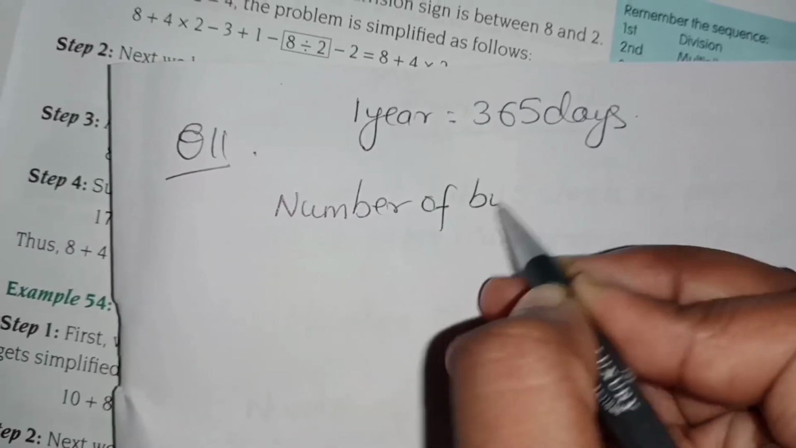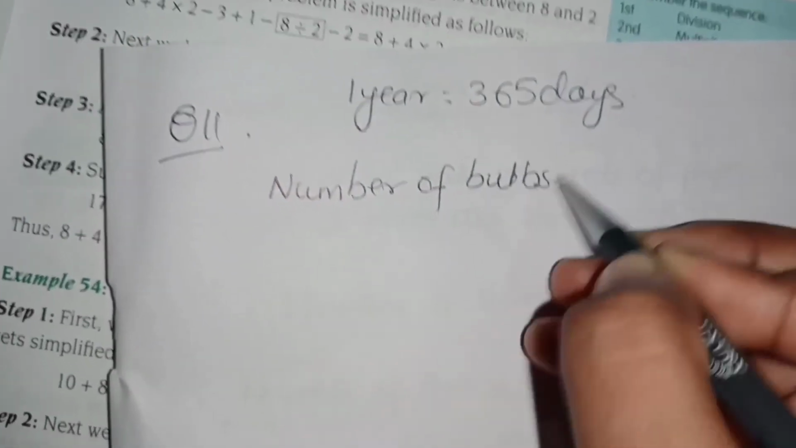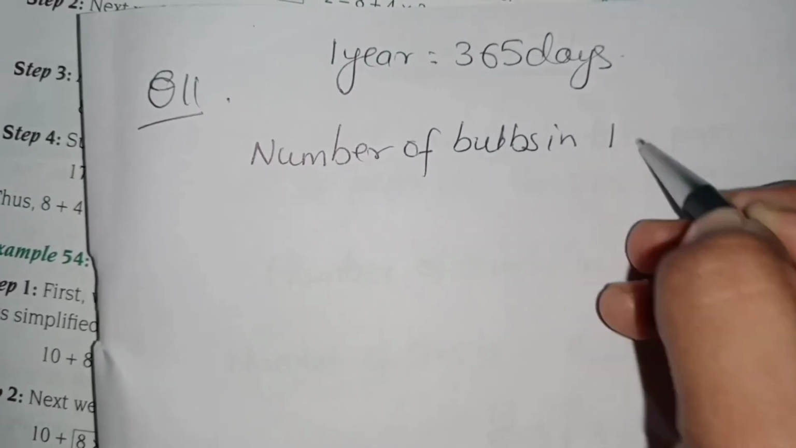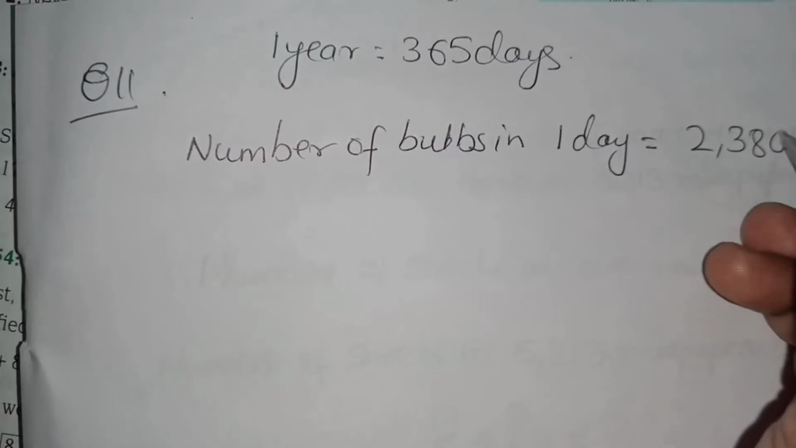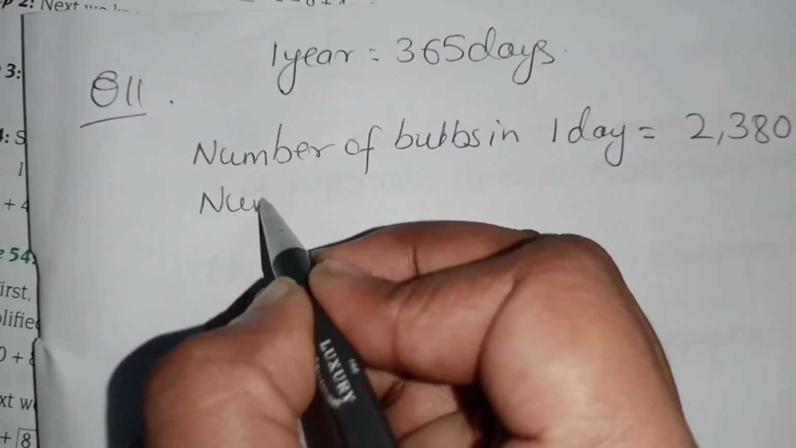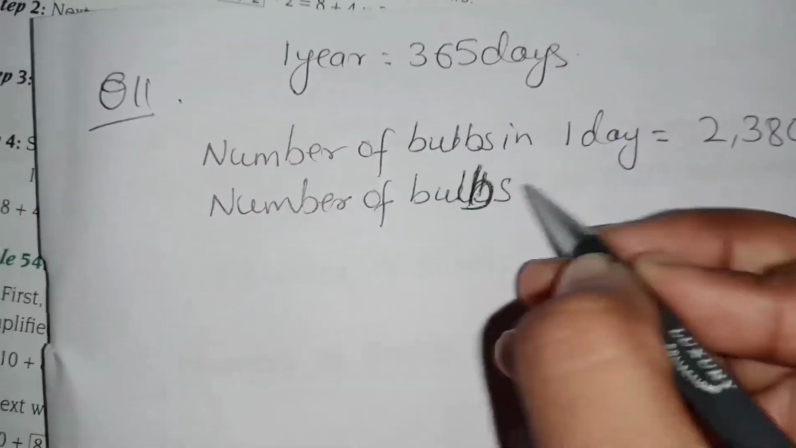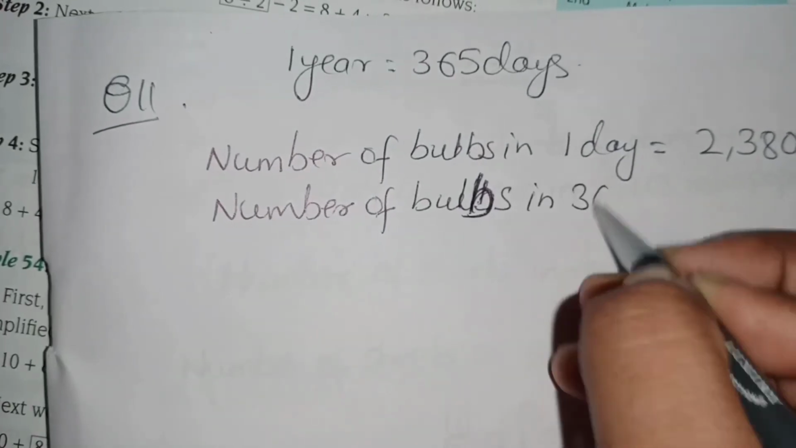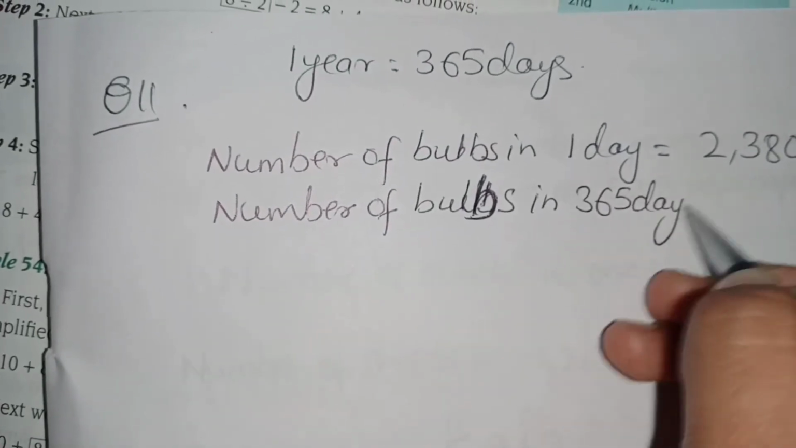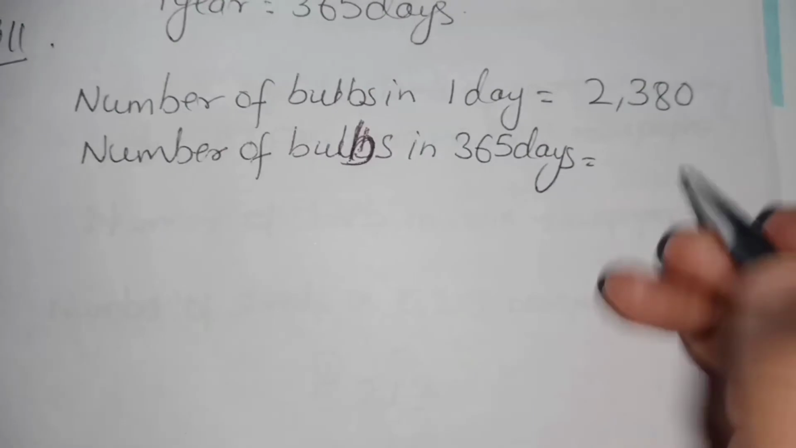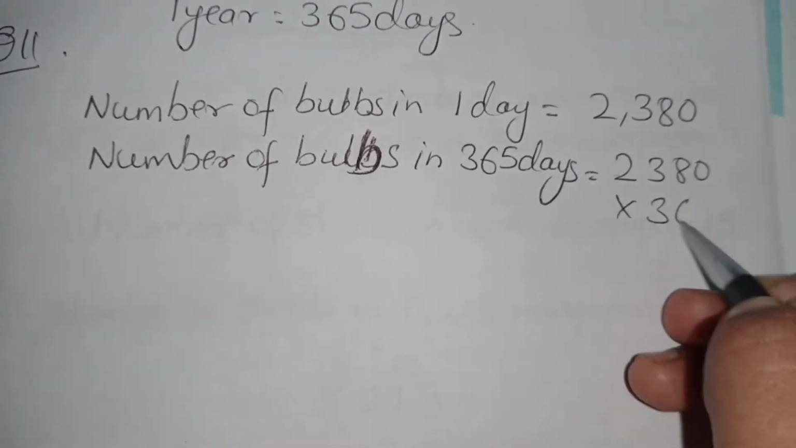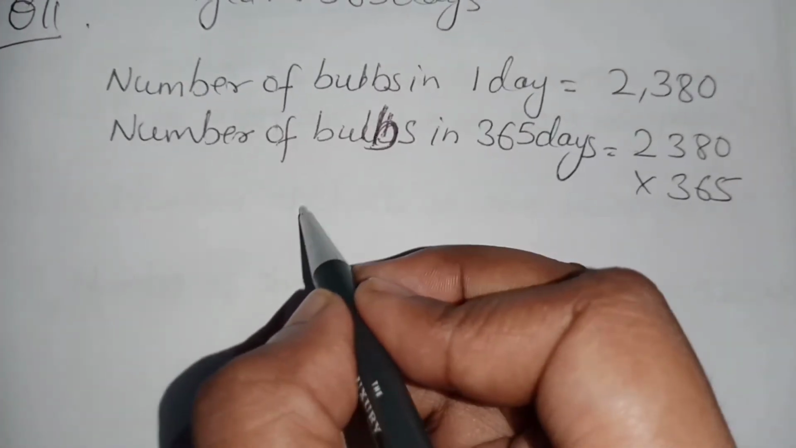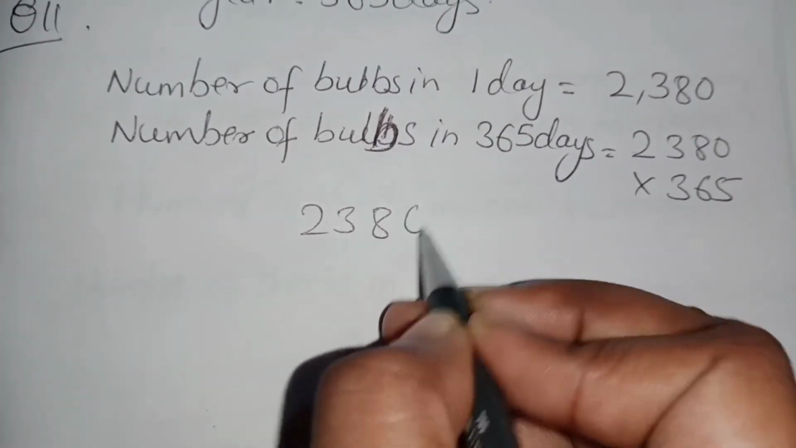Number of bulbs in one day is equal to 2,380. Number of bulbs in 365 days. So what do you have to do? We have to multiply. Okay, 2380 into 365. So now let's multiply here and write the answer.